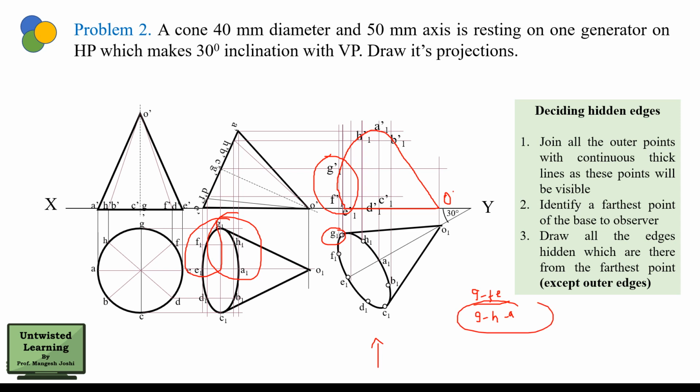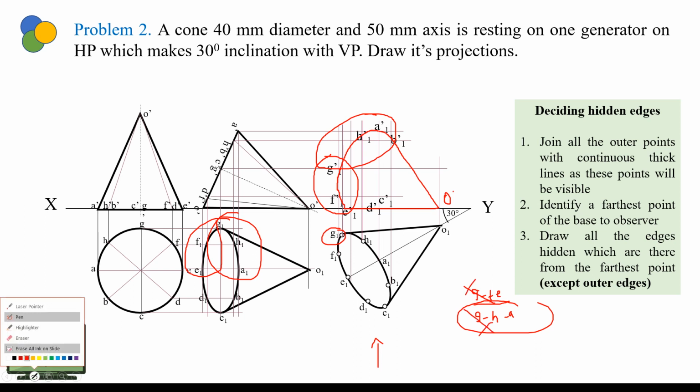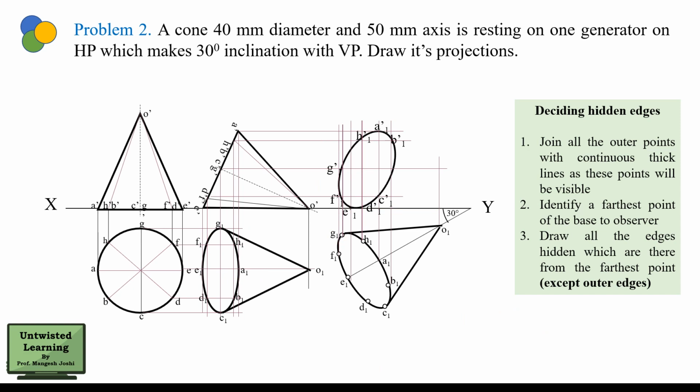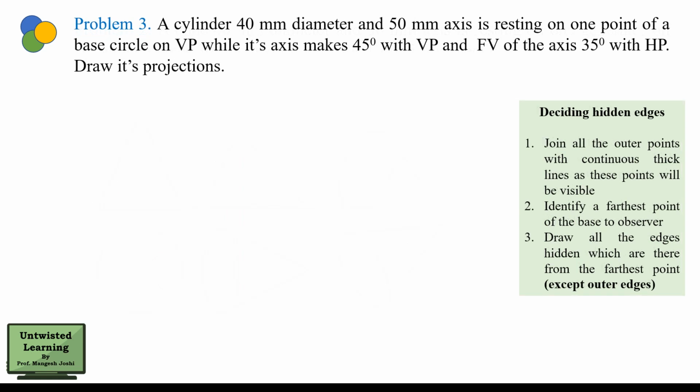Similarly GHA. So yes, GHA is on the outer edge, and hence again there will be no hidden line in the front view as well. Okay, so all the points will be visible, and in this way you can obtain the front view and top view of a cone. Okay, I hope you have understood this problem of the cone. Let us take the third problem, the cylinder case.